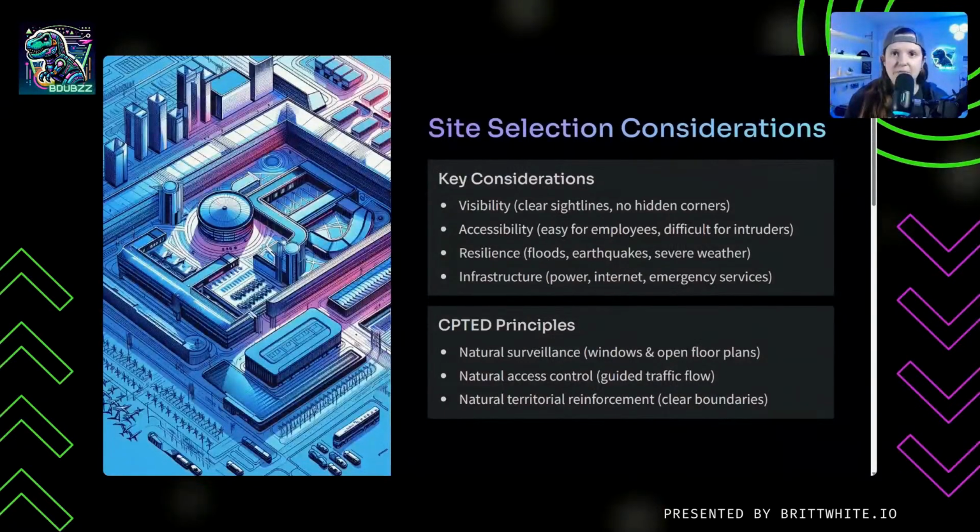You can use landscaping to guide foot traffic to a single main entrance with controlled access points, and clear pathways with good visibility. Finally is natural territorial reinforcement. This includes clear property boundaries with fencing, professional signage marking restricted areas, and maintained landscaping showing active management. Before finalizing any site, conduct a thorough risk assessment, considering all of these factors. Is your data center in a flood zone? Disaster might be waiting to happen.